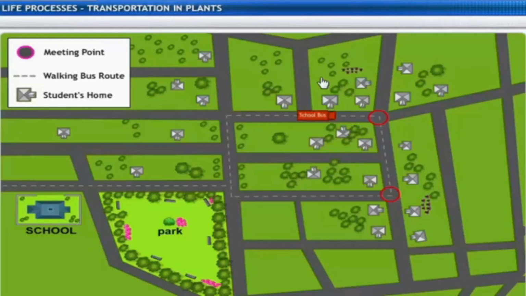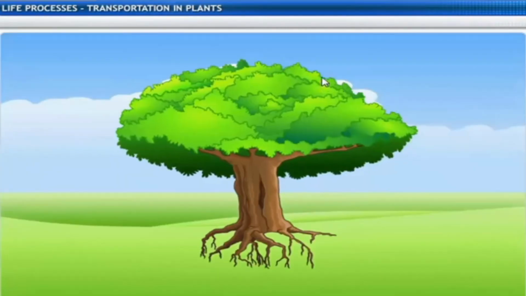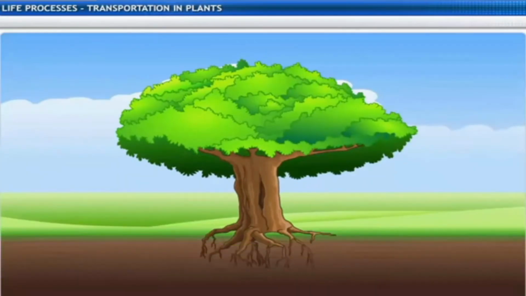It is 9 in the morning and the school bus is picking up children from the neighborhood. Children avail this type of transport every day. In the evening again, the bus drops the children at their homes. The bus is the school's lifeline and the preferred transport of all children. In the same way, plants also have specific tissues which act as lifelines. These tissues transport nutrients to different parts of the plant.